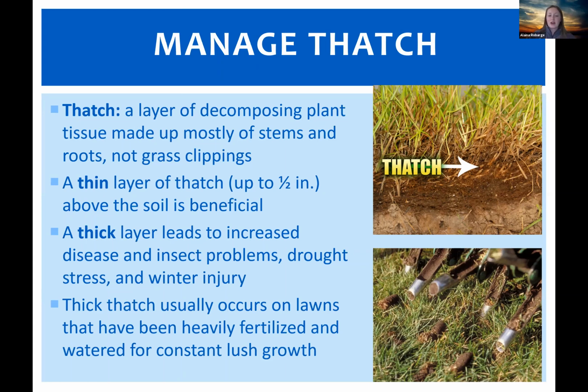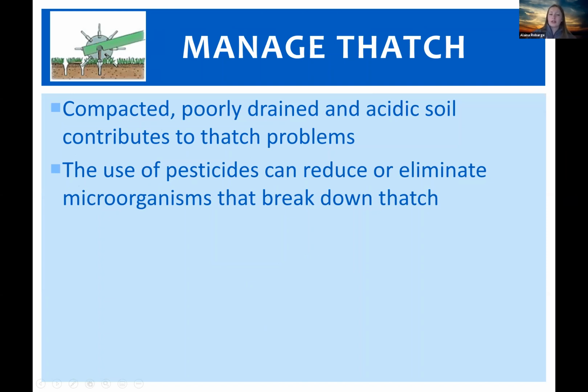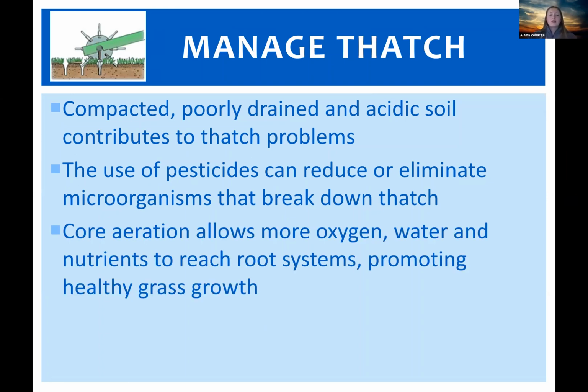And this comes right off of what we were just talking about. When it's really a thick thatch layer, that often occurs on lawns that have been heavily fertilized and watered for constant lush growth. So that's kind of too many chemicals on that lawn. Too much watering is actually causing a problem that now you have to deal with. So managing it, you want to make sure you know a little bit about core aeration. So that allows more oxygen, water, and nutrients to reach our root systems because you want to promote that healthy grass growth. So those roots are so important for the health of your lawn.